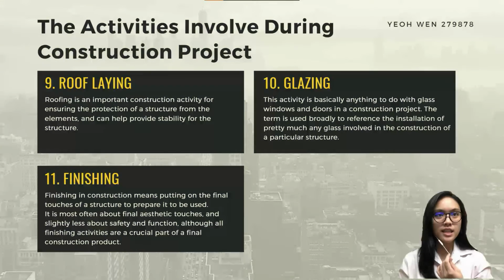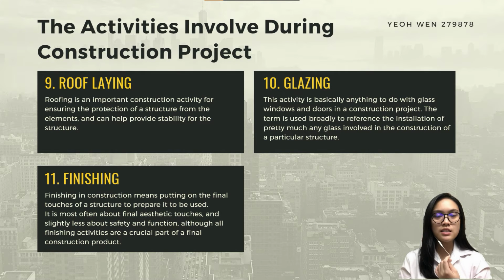The 10th activity is glazing. This activity is basically anything to do with glass windows and doors in a construction project. The term is used broadly to reference the installation of pretty much any glass involved in the construction of a particular structure. The last activity in construction management is finishing.